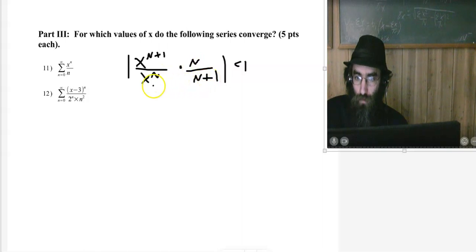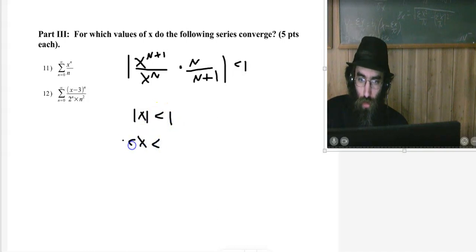And yeah, we're doing limit as n goes to infinity. Right? So we get absolute value of x less than 1. X is between 1 and negative 1. And then you test the endpoints, right? If x equals 1, sum.